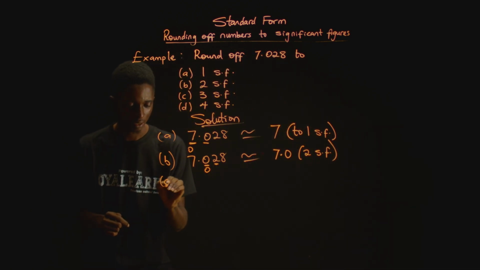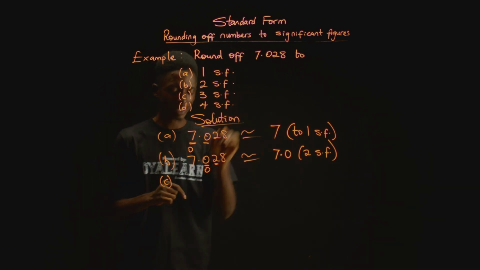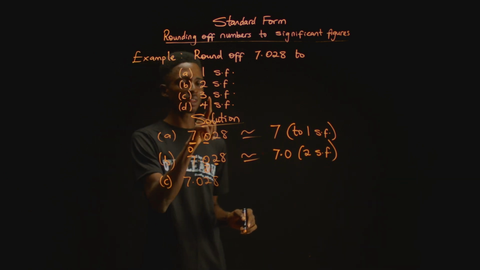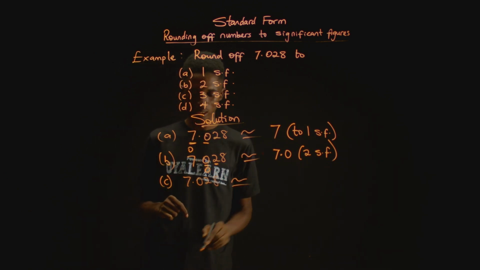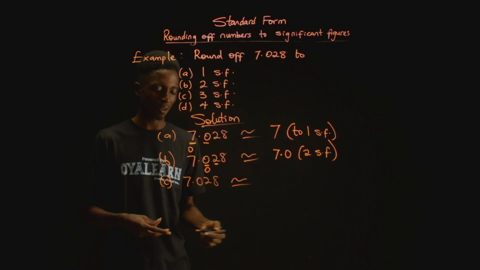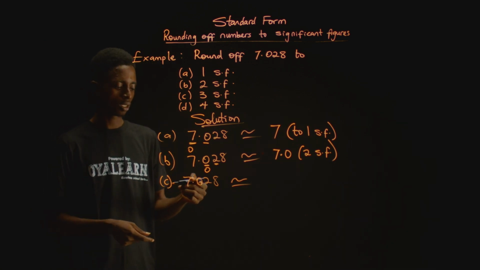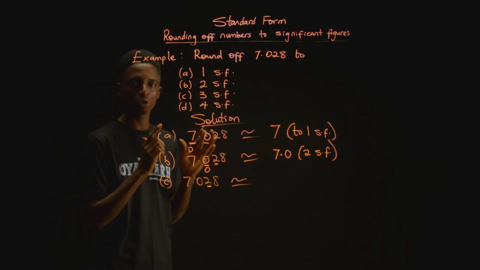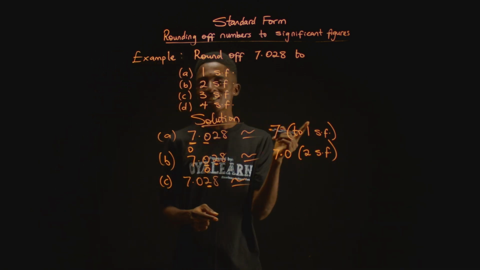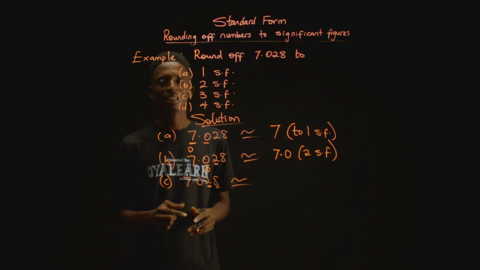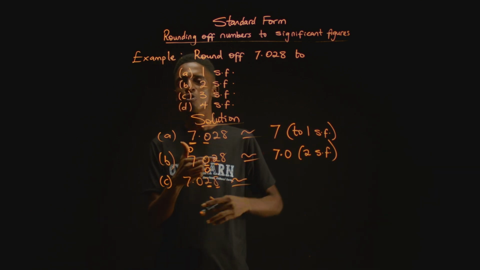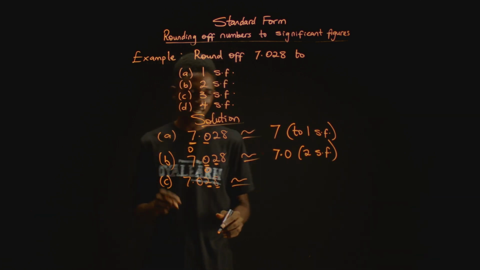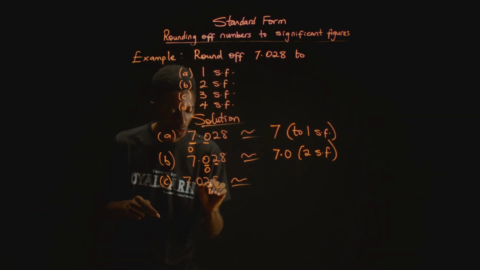Now, C. We are still rounding off 7.028, but this time to three significant figures. Now let's count our significant figures. We have 1, 2, and 3. That is, the digit in our rounding off place is digit 2. And the next digit after 2 is digit 8. And this time it means we are going to round up. So when we round up, what we are going to get is adding 1 to 2.